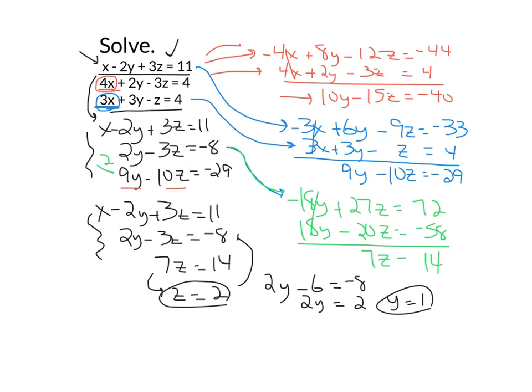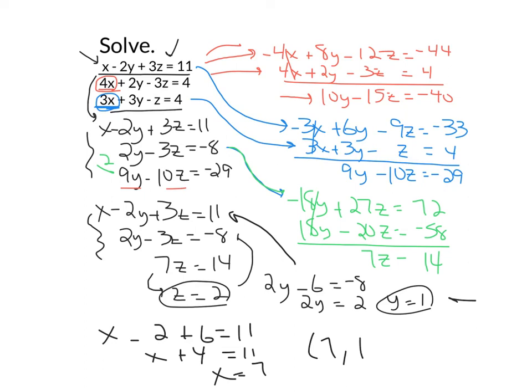I hope you're not about to pass that already. So what I'm going to do is plug both of those numbers back in my top equation. So it'll give me x minus 2y. Remember, y is 1. 2 times 1 is 2. Plus 3z. 3 times 2 is 6 equals 11. So that's going to be x plus 4 equals 11, which means x is 7. So my answer there would be 7, 1, 2.